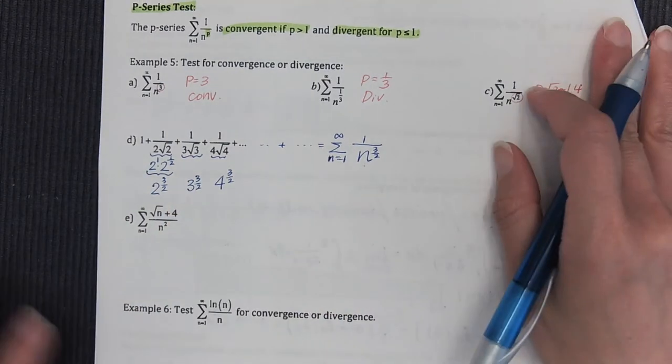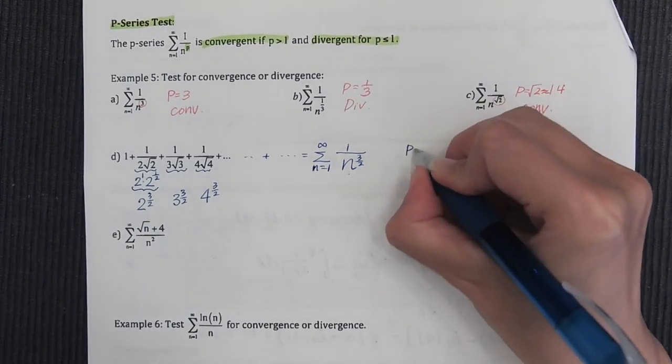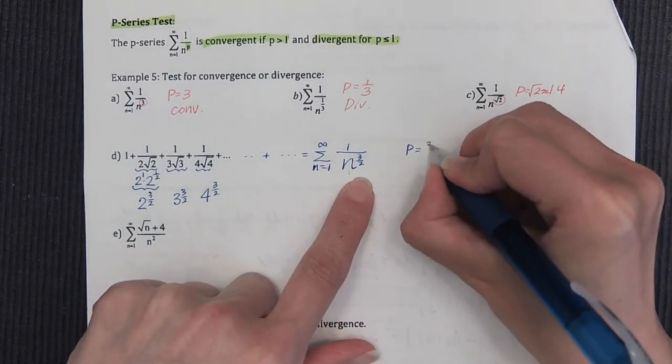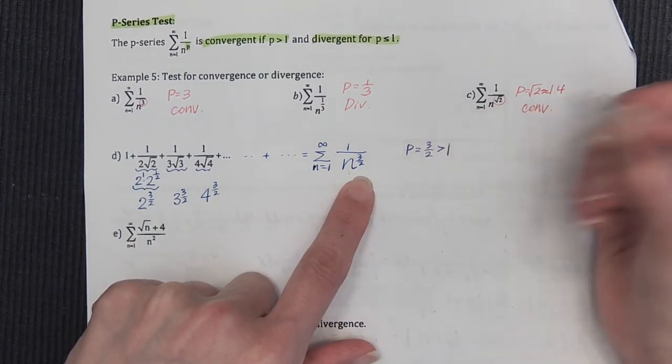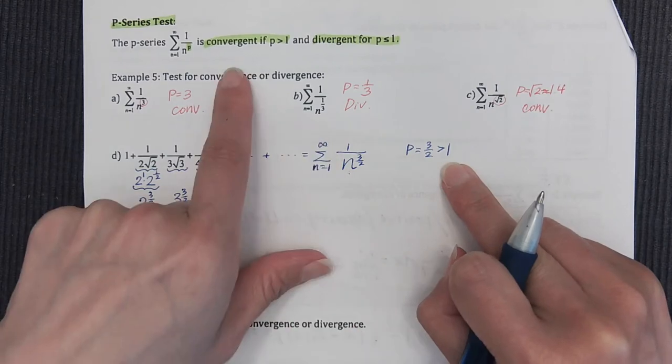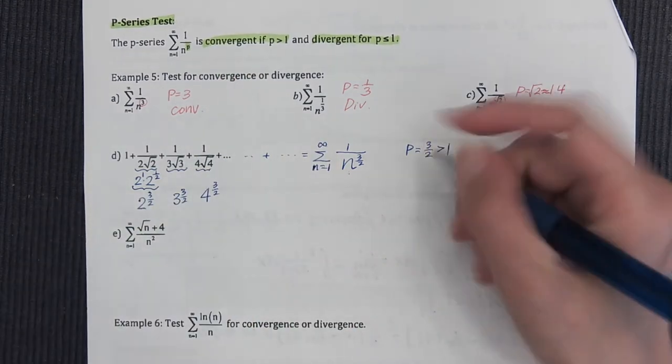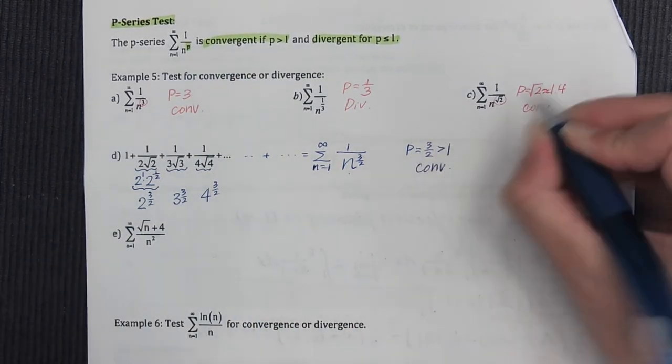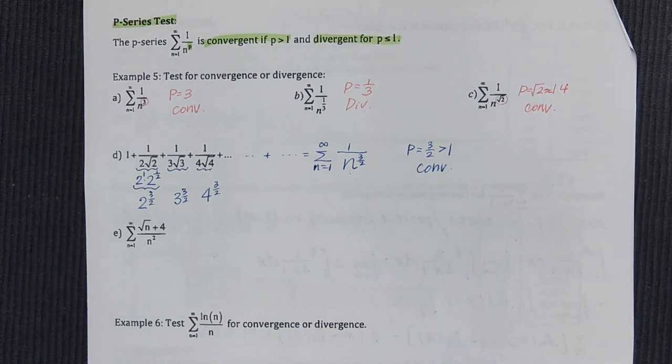So what's my p-series in this case? What's my p? 3 over 2, which is bigger than 1, so convergent. Right, convergent. Yeah, good. Any questions here? Did you understand? Okay.